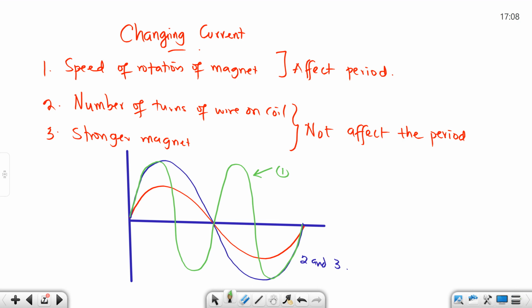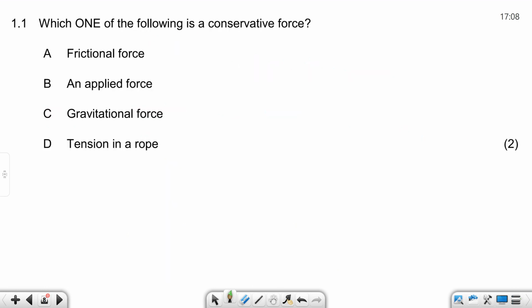All right, guys, let's quickly answer some questions now. The magnet or the coil can rotate, either of the two, depending on the structure of the whole thing. All right, can I move on quickly now? Take a picture. All right, guys, let's answer a few questions, please.